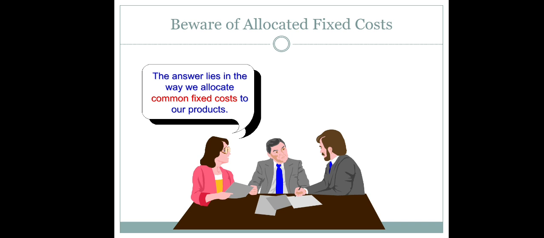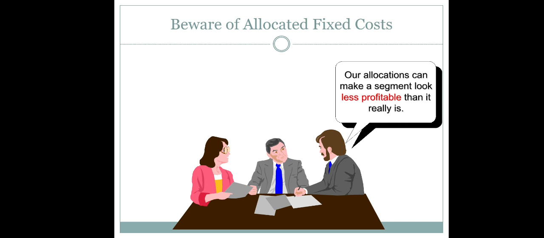Okay, so this is the thing, and see here, our allocations can make a segment look less profitable than it really is. If you have a business, you divide the common fixed cost to different segments in your business, then there will be a problem, because when you allocate the common fixed cost to segments in the business, it will make a segment look less profitable than it really is.